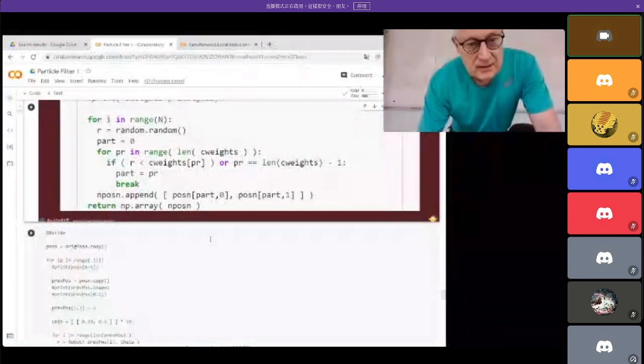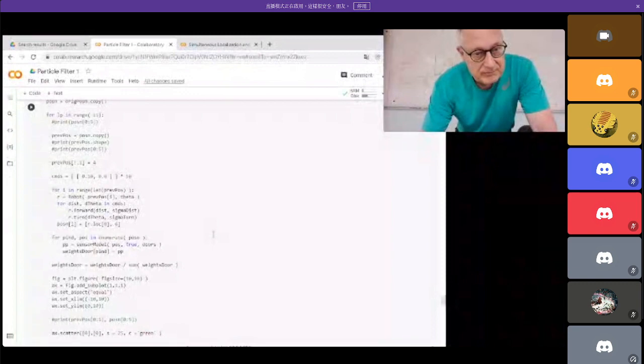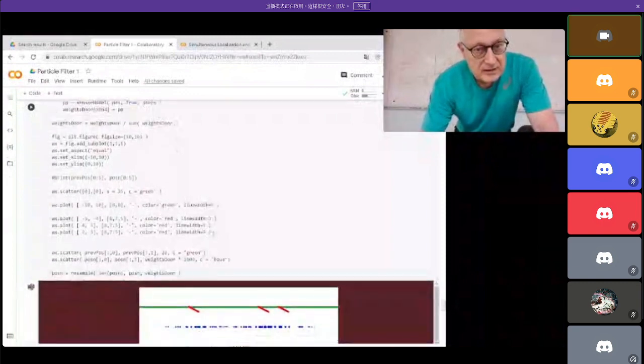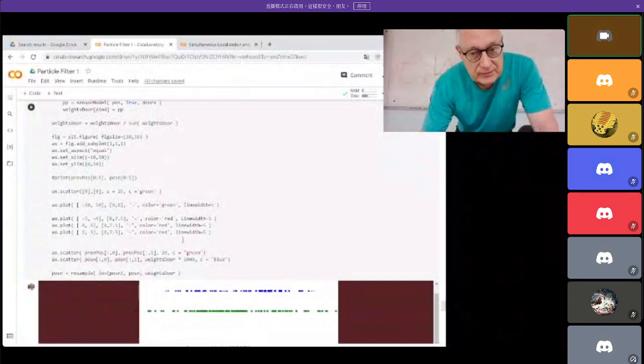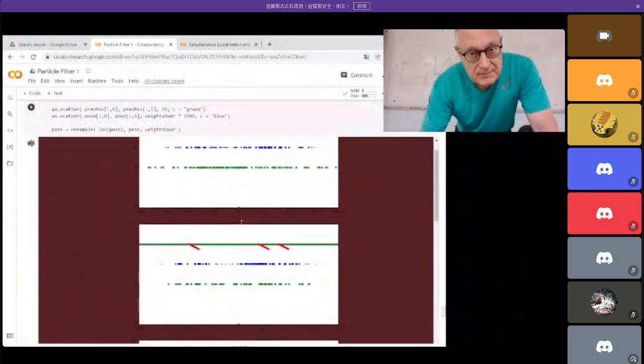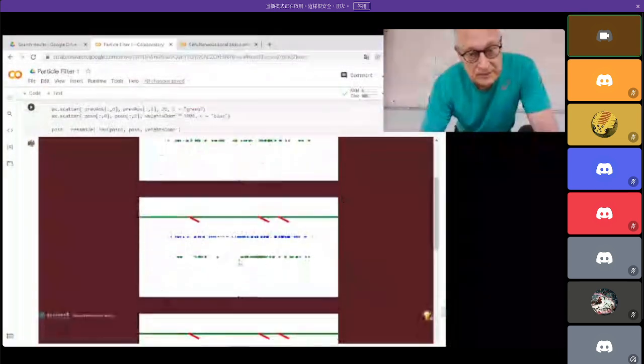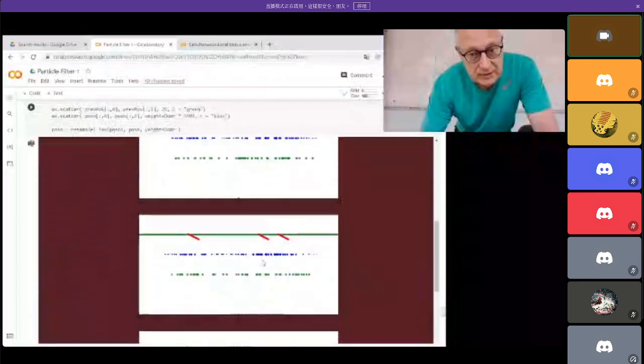And then I'll explain the next figure next Monday. Basically, here we're resampling, and we get the green particles. And this will be the new set of particles that we'll continue processing. We go through multiple iterations of the algorithm.